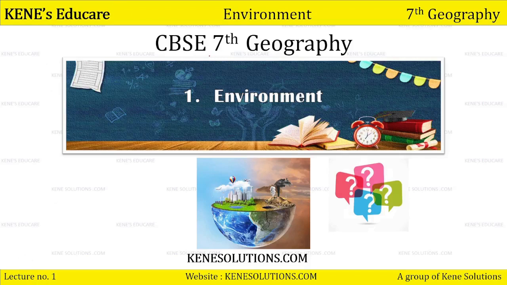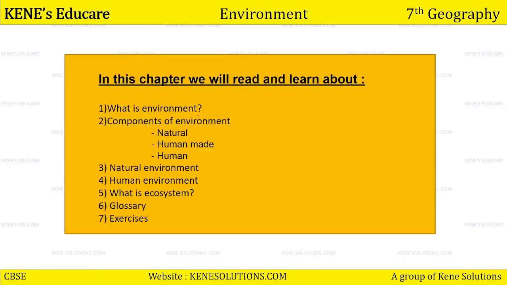Today in the session of class 7th Geography, we will read and learn about lesson number 1, Environment. And children, in this chapter, we will be reading and learning about these following topics. पहले हम पढ़ेंगे environment क्या होता है, what is environment. Then we will read components of the environment, जिसमें natural component, human made component और human खुद में अपने आप में भी तो एक component है environment का, हम ये पढ़ेंगे.